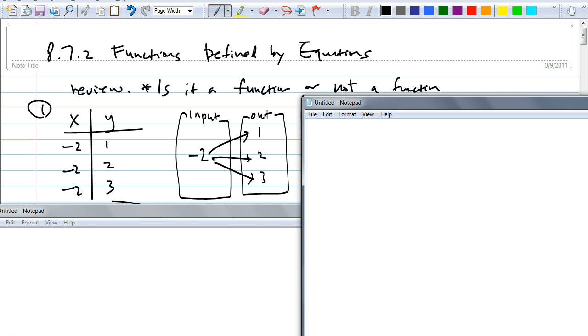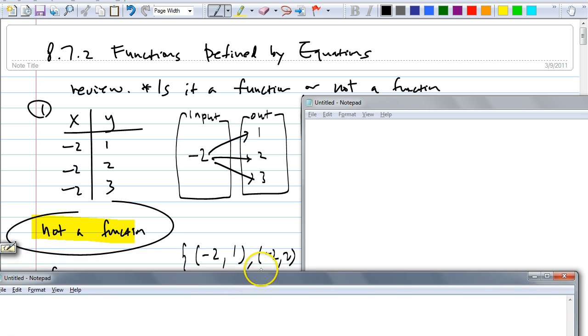Put your hands down. Austin, is this not a function, right? This is not a function. Why? Because it'd be -2 or -2, 2, -3. Exactly. You have one input that has more than one output. Remember, each input must have exactly one output. So it's not a function.